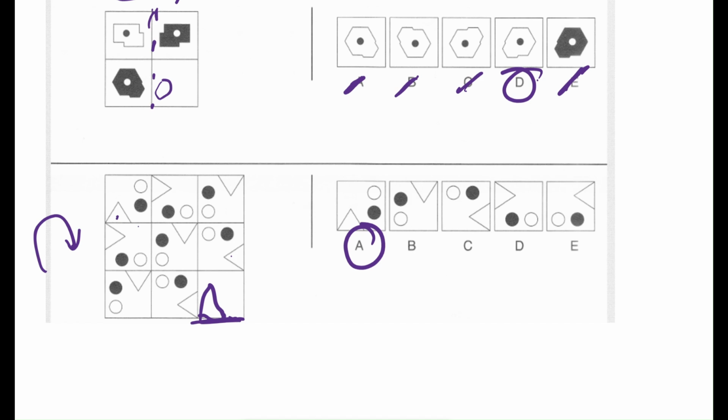I hope you all understood. Practice more of these grid questions, and the first thing you need to find is if they're related horizontally or vertically. When you find that, it becomes much easier.